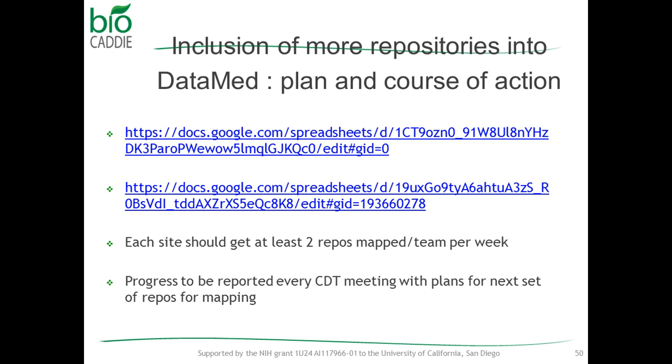So we very briefly want to talk about what the 3 different teams are doing for the metadata mapping, as well as what we would like each of the teams to plug into these 2 spreadsheets, so that we can follow which of the repositories each team is working on.